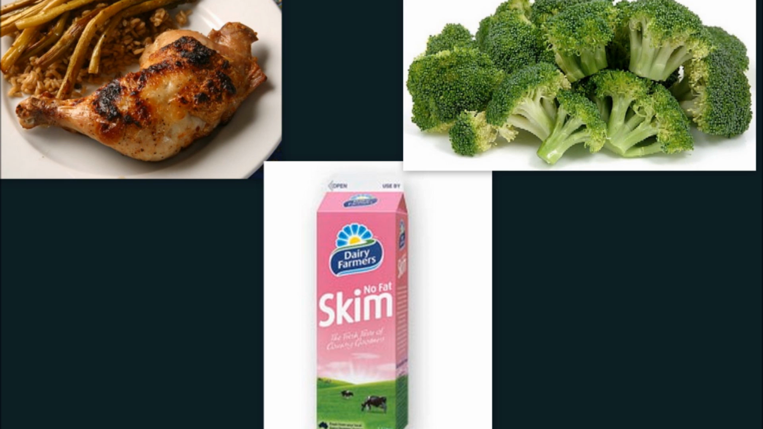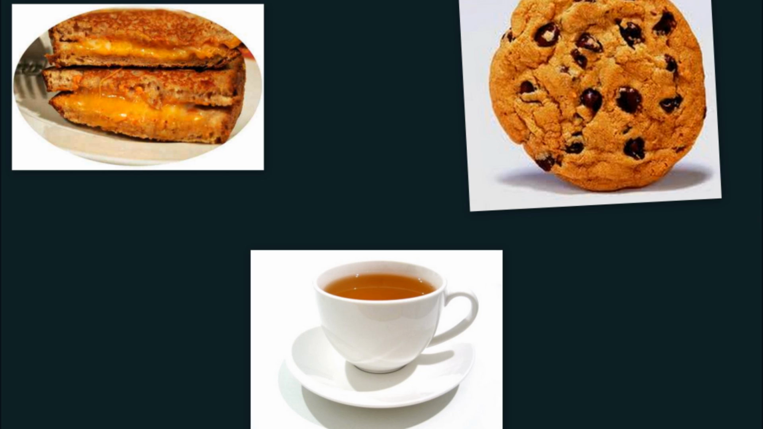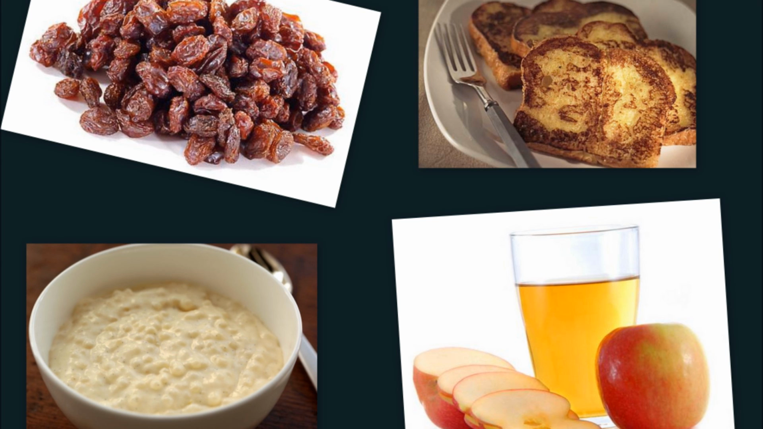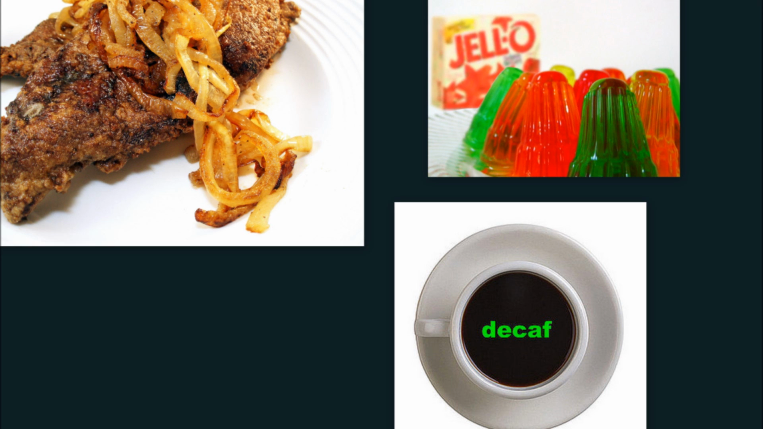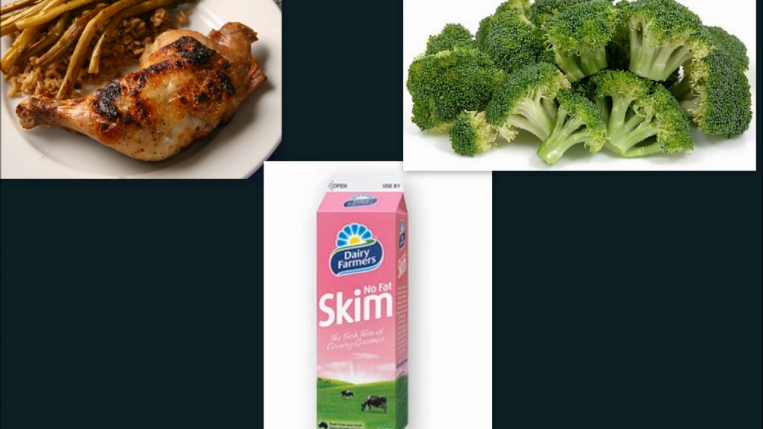These are sources of protein, vegetable, and milk. If you answer number 1, grilled cheese sandwich, cookie, tea, these are some protein, some carb, and some fluid. If you answer number 3, raisin toast, tapioca pudding, and apple juice, these are some carb and some fruit. If you answer number 4, liver and onions, decaffeinated coffee, and jello, these are sources of iron and fluids. So the right answer is number 2, because these are sources of protein, vegetable, and milk, which is the broiled chicken, broccoli, skim milk.